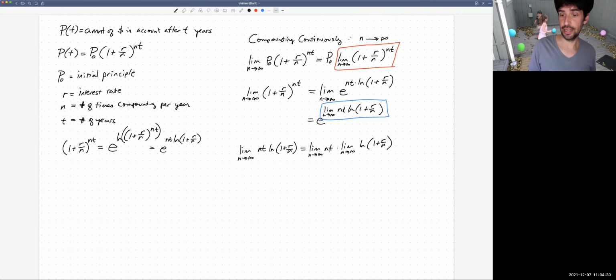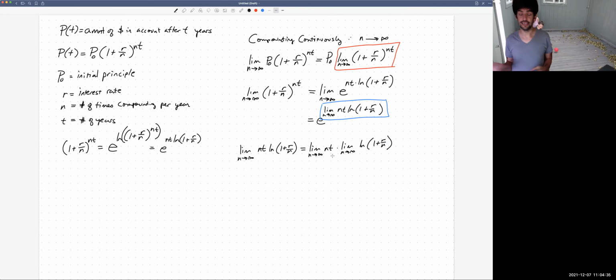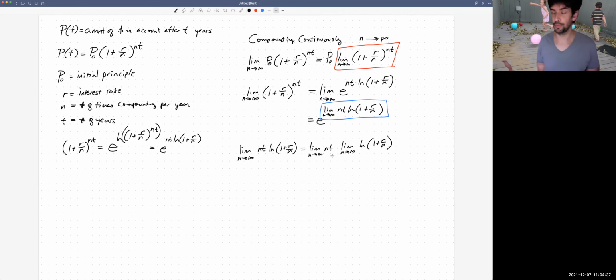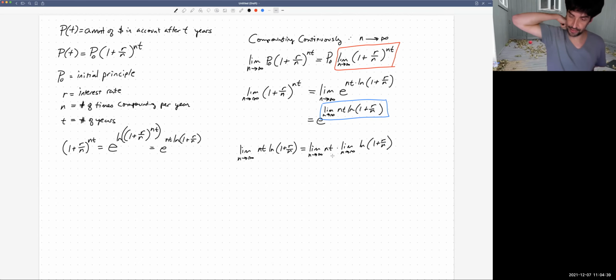This first term, n times t, for any given value of t, n's gonna go to infinity. And t is gonna go to infinity, right? As long as t is positive, but it is. It's a number of years since you've invested. So we've got an infinite limit.